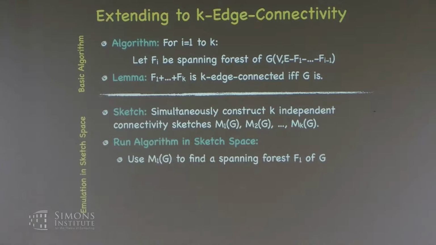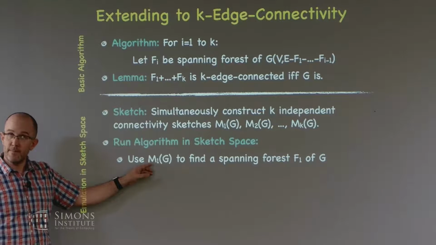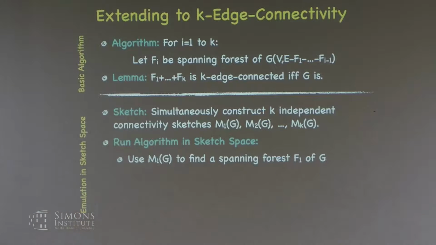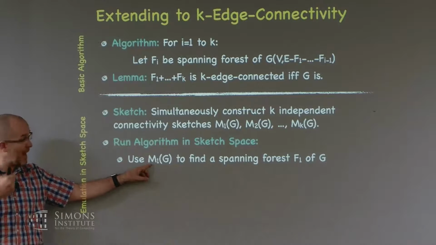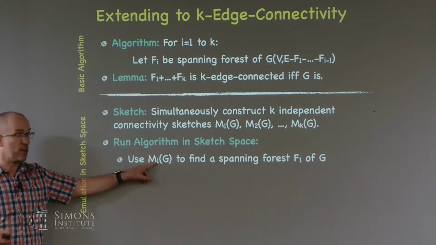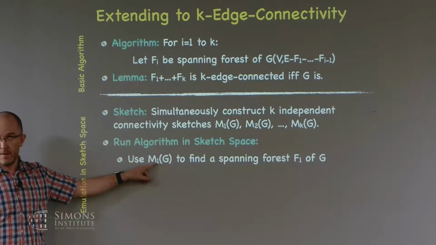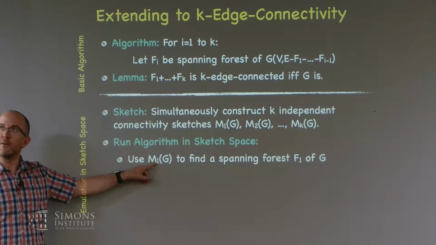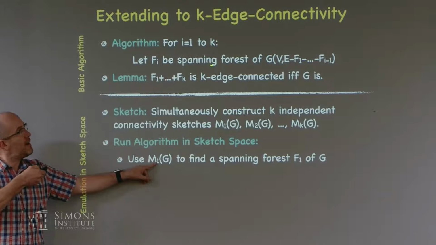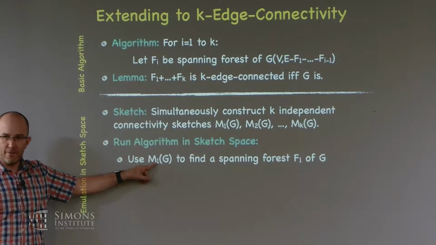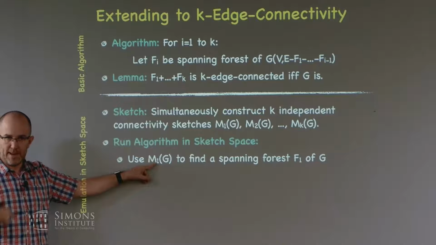Well, if you think about what we did for connectivity, not only did we answer the Boolean question, is the graph connected or not, if we looked at the edges that we built up over time, we actually found a spanning forest. So based on running the connectivity algorithm, based on you sending me the information that sketches G, I can find a spanning forest F1 of G. This is fine, but now I want to find F2, which is the spanning forest of the original graph after F1's been ripped out.